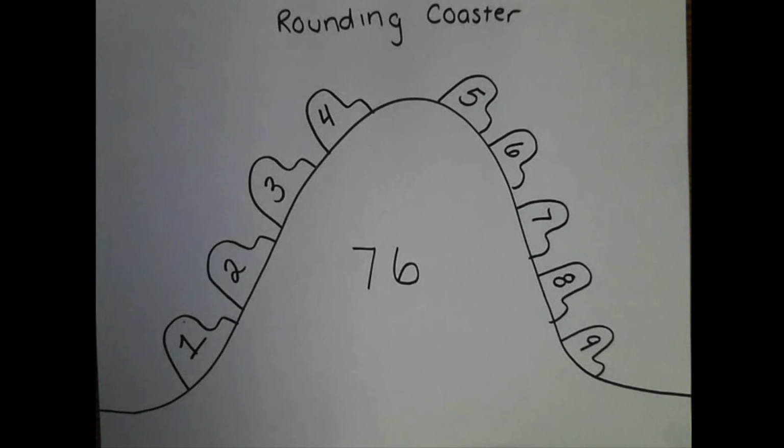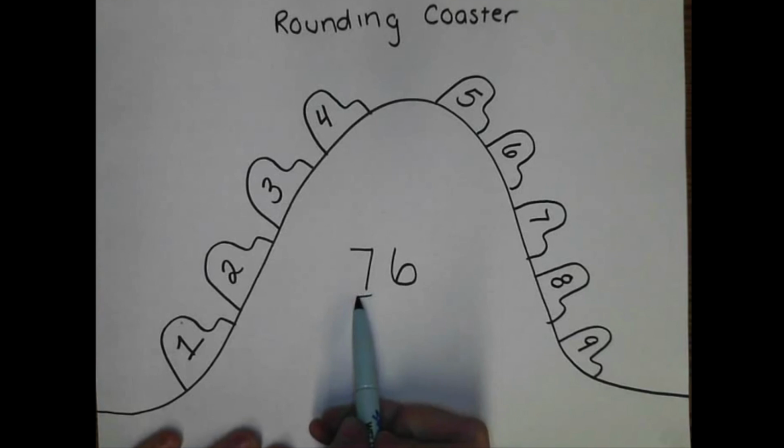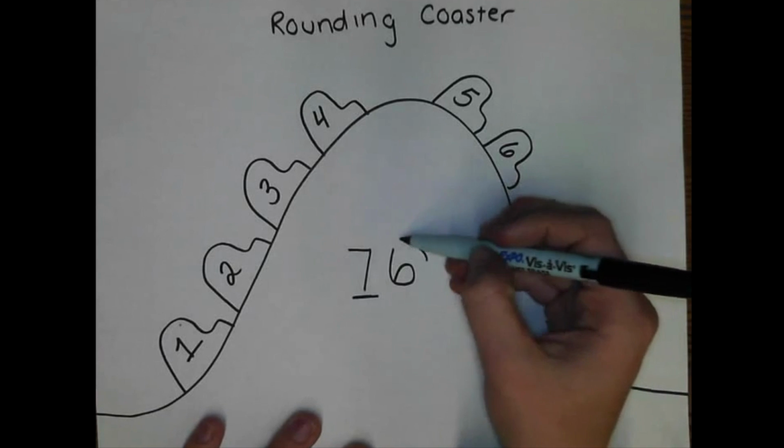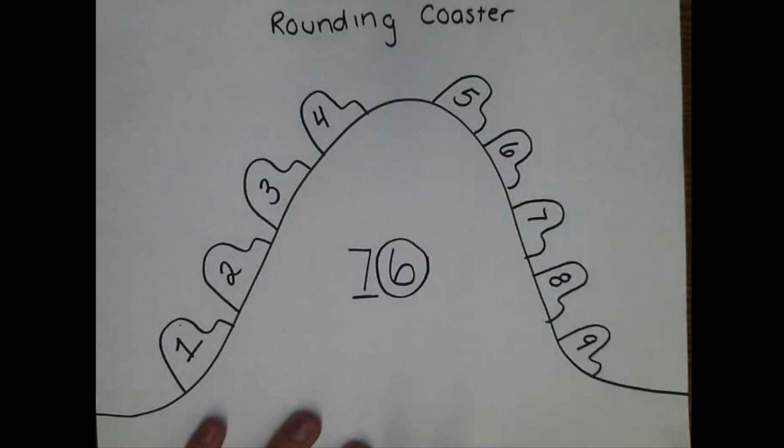Since I'm rounding to the nearest 10, I have a 7 in my tens place, so I'm going to go ahead and underline my 7. The next thing I want to do is look to the neighbor to the right, because the neighbor to the right is going to tell me what I'm going to do to my place value to my 10. I have 6, so I'm going to circle my 6 in my neighbor place.